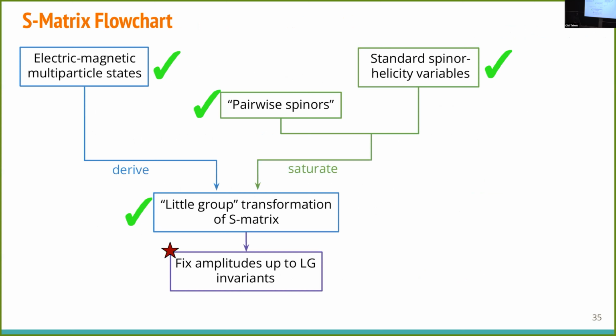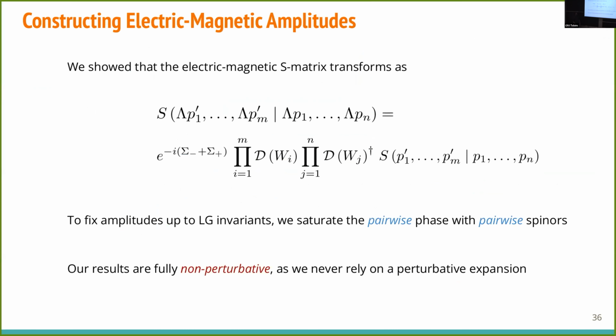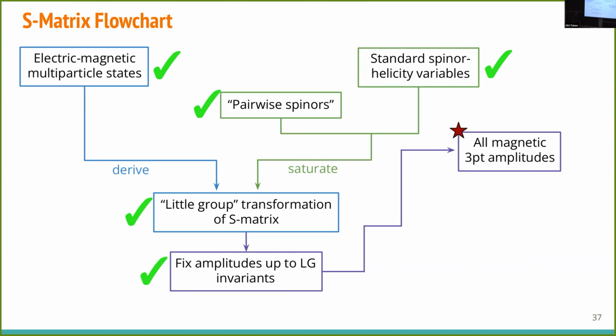Good. So now we can get to results, because what we did is we defined the quantum states, we defined the S matrix and its required transformation rule, and we provided ourselves with the tools to construct analytically the required S matrix up to a little group invariant. And now we can just use it to fix amplitudes. And by the way, our results are fully non-perturbative, because we never expanded anything.